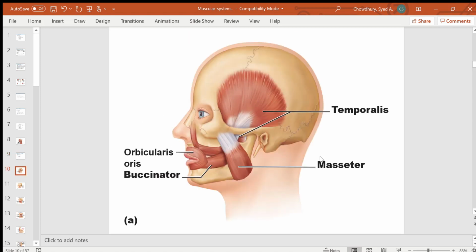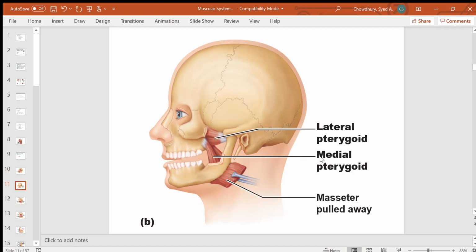Here you see temporalis, masseter, and you don't see the pterygoids here because they are the deep muscles. Now if you remove the masseter, if you dissect the masseter, under it you will be able to see the pterygoids. Lateral pterygoid, medial pterygoid. You see all these are attached to the mandible. Make sense? So masseter, lateral and medial pterygoids are attached to the mandible, as well as the temporalis, which comes from the temporal bone here and gets attached to the mandible. So these are the muscles of mastication.